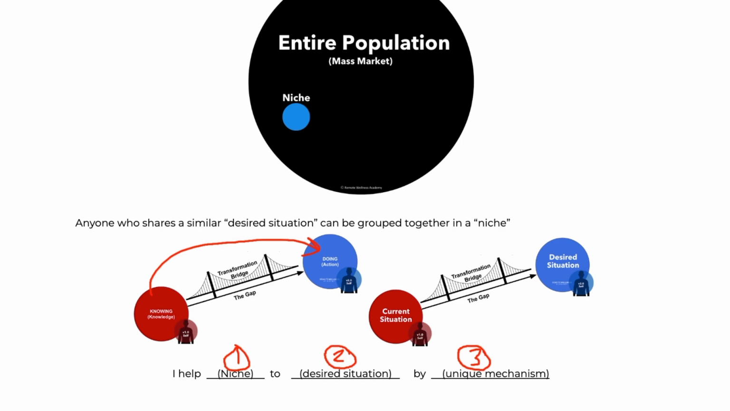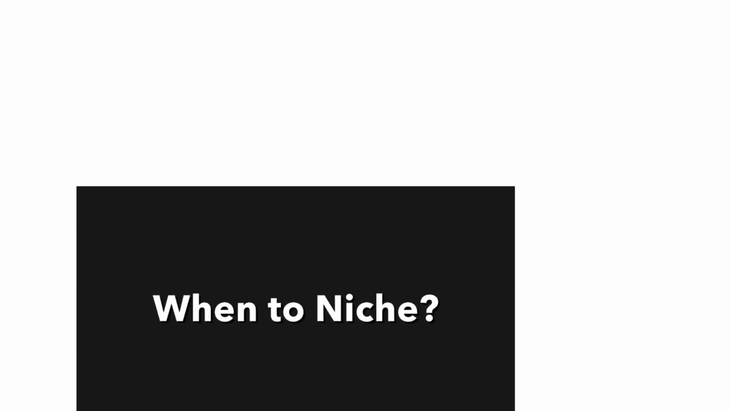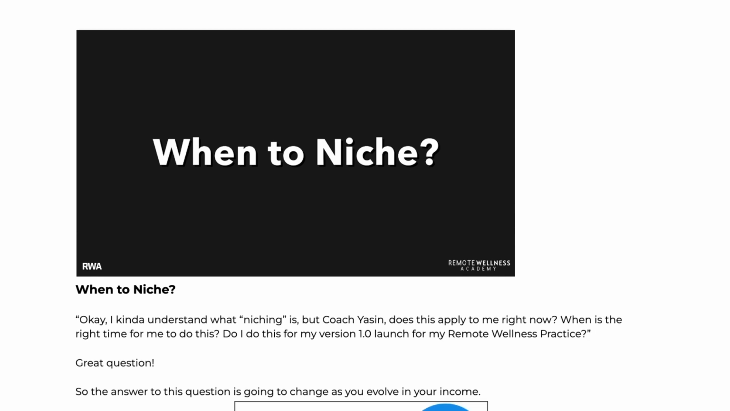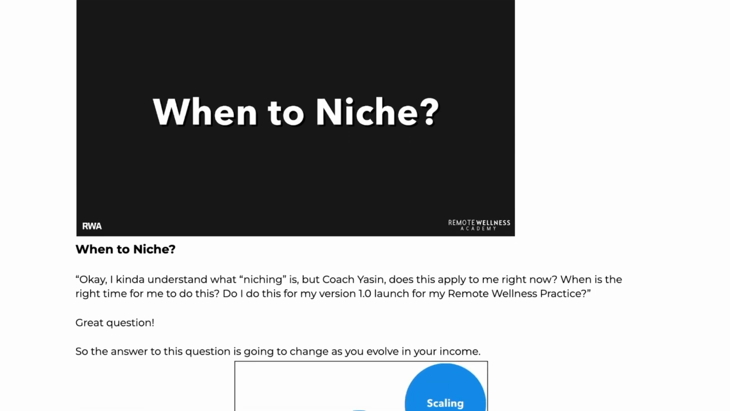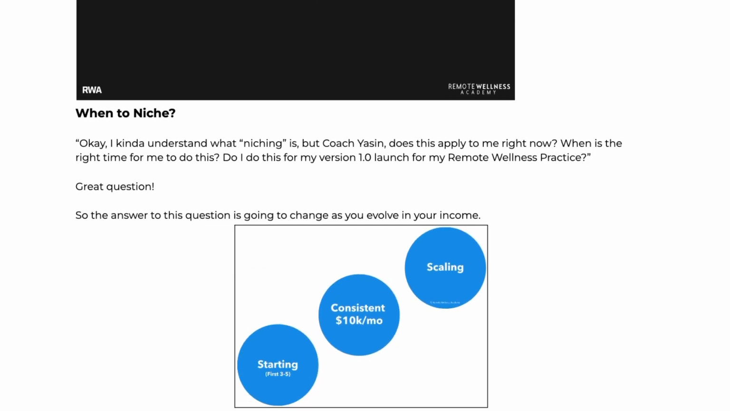Now, the big question you might have after hearing this concept is: Coach Yasin, right now we're talking about our version 1.0 launch for our remote wellness practice, so does this apply to us right now? The question we have to ask ourselves is, when do we actually niche down? When should this be a point of conversation for us? Do I do this for my version 1.0 launch? First, I want to say that's a phenomenal question, because it's a very strategic question that we want to answer right now.